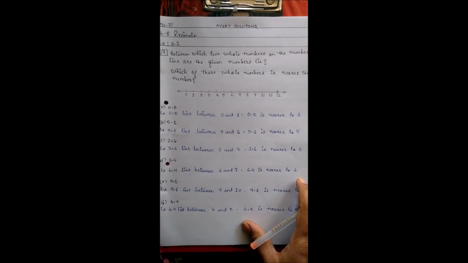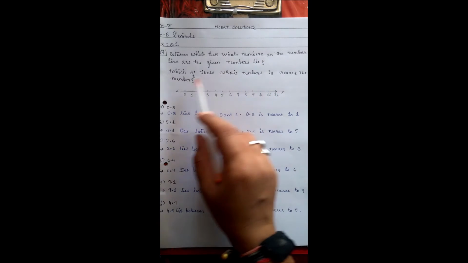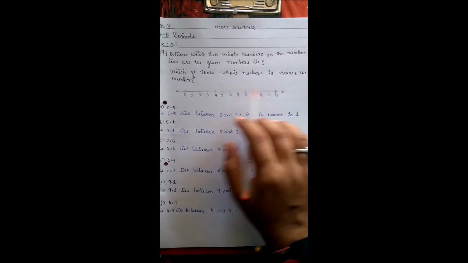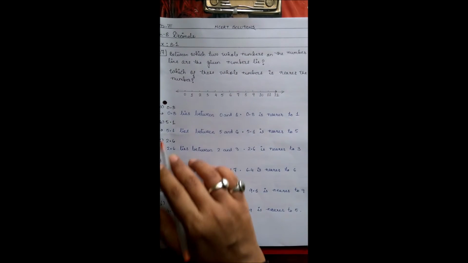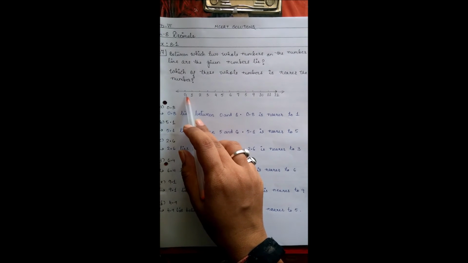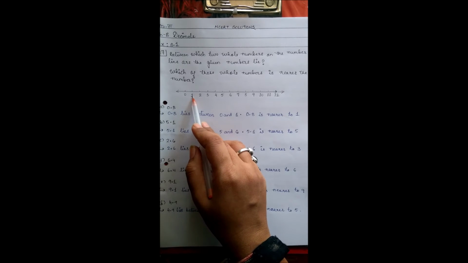Moving to the next question, question 7. Between which two whole numbers on the number line do the given numbers lie? Which of these whole numbers is nearer to the number? So this is the number line from 0 to 12. The first question is 0.8. Now 0.8 lies between 0 and 1, and it is nearer to one whole number.